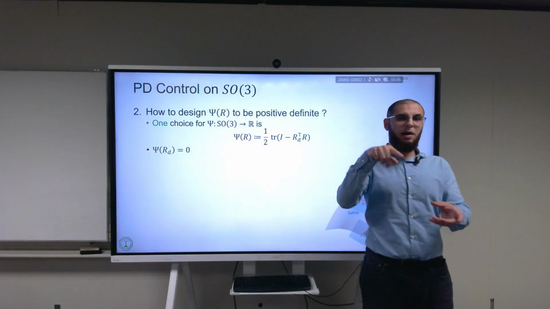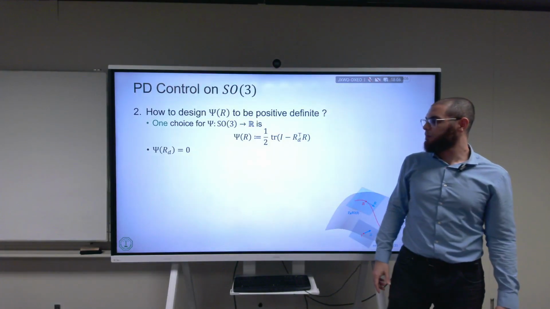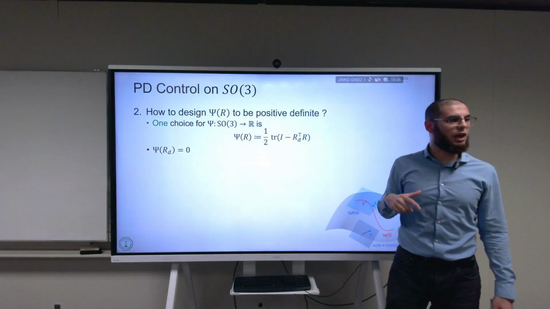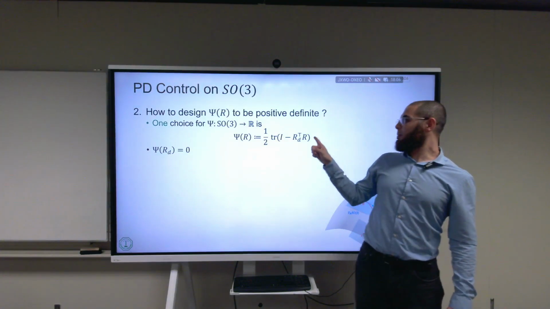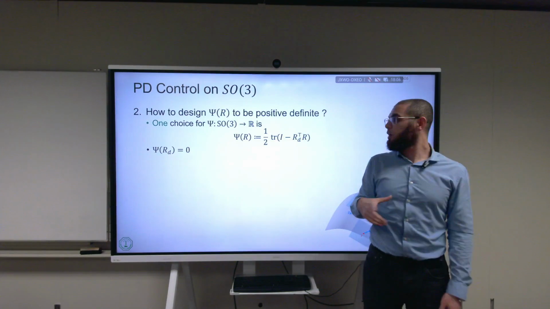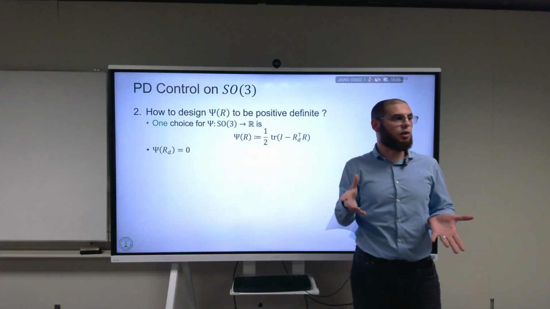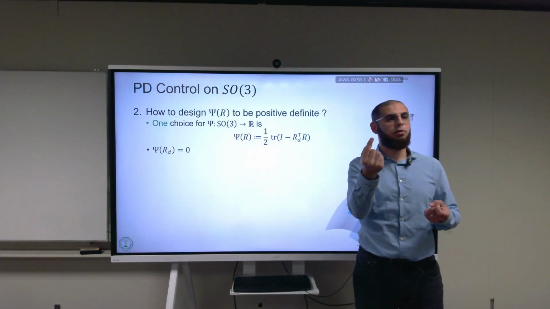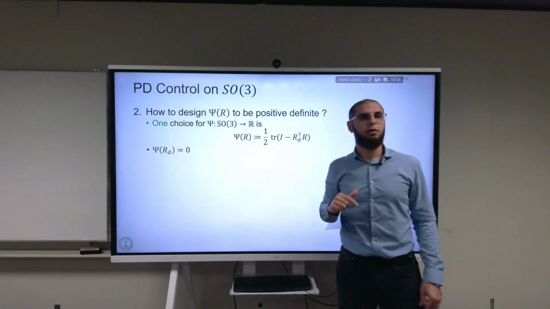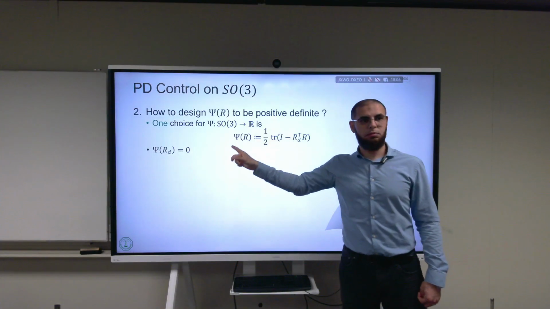It's psi minus psi desired. The psi desired is a constant. It just does not change. So this is the function here that we're going to be using. I multiply R desired transpose with R, so I calculate this error. And I subtract identity, and I take the trace. What do I get afterwards? I get a real number. So this is the psi of R, something that eats a rotation matrix and spits out a real number.